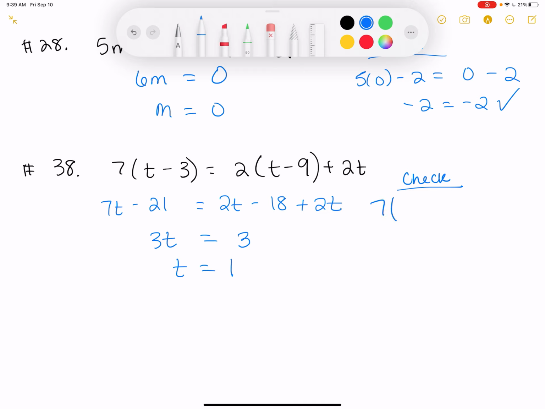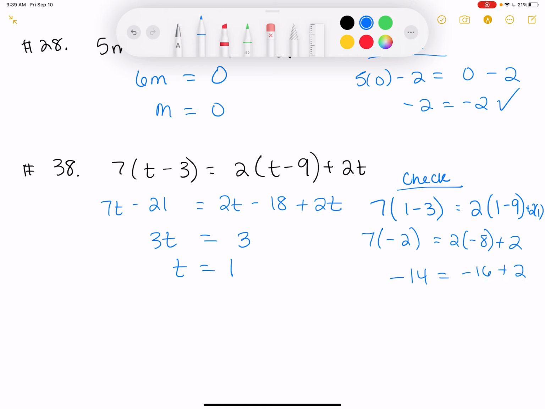So 7 times 1 minus 3 equals 2 times 1 minus 9 plus 2 times, it's only going to kind of fit over there, 2 times 1. So this is 7 times negative 2. This is 2 times negative 8 plus 2. So negative 14 is equal to negative 16 plus 2. So negative 14 is equal to negative 14.